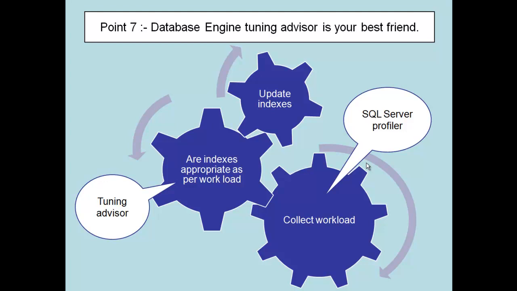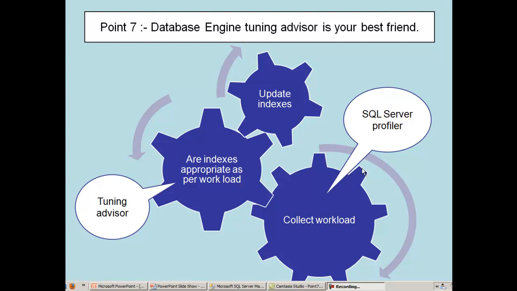Because, let's say you are working on a database which has thousands of tables and a lot of stored procedures and a lot of transactions, it's humanly not possible to analyze that workload and come up with an accurate index plan. So for the same, SQL Server has provided 2 tools. One is the SQL Profiler, and the other one is the Tuning Advisor. The SQL Profiler will help us automate the collection of the workload, while the Tuning Advisor will help us take the workload gathered by the SQL Profiler and come up with appropriate indexes.